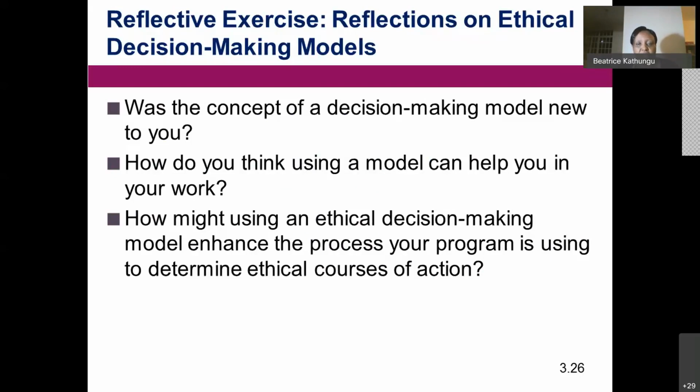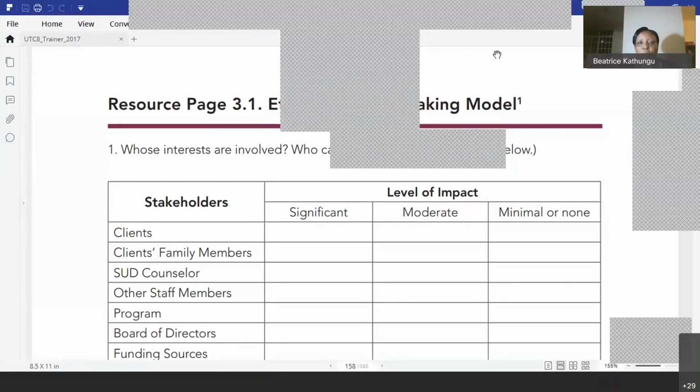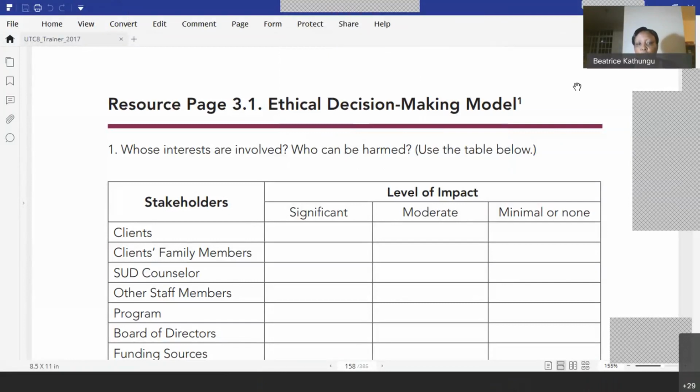So having said that, allow me to stop sharing that so that we can go to the other document in your participant manual and see whether we could even try to fill up something. So the participant manual is here. It is resource page 3.1. So I hope you can see here. So this is what it looks like.